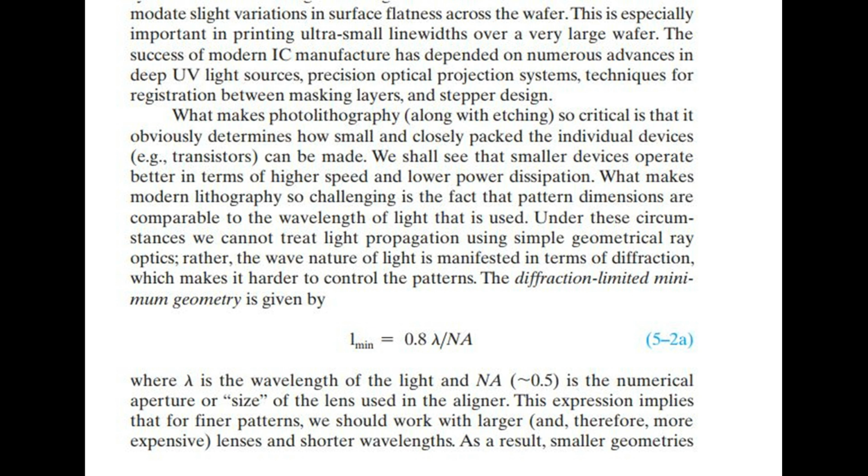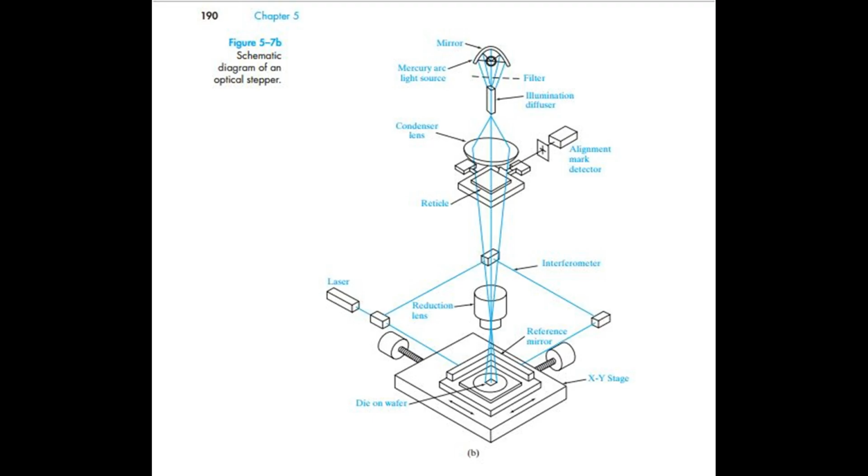This expression implies that for finer patterns, we should work with larger, and, therefore, more expensive, lenses and shorter wavelengths. As a result, smaller geometries require shorter wavelengths. This has led the push to replace ultraviolet mercury lamp sources, 0.365 micrometers, shown in Fig 5.7b, with argon fluoride, ArF, excimer lasers, L equals 0.193 micrometers.